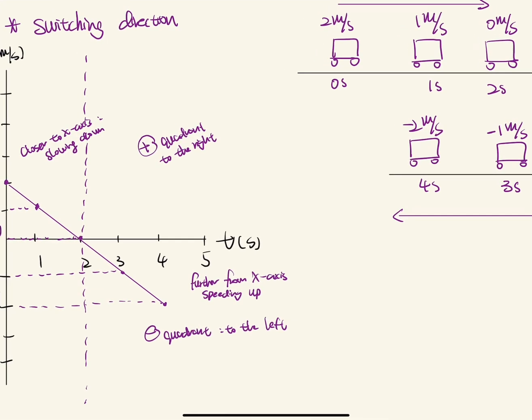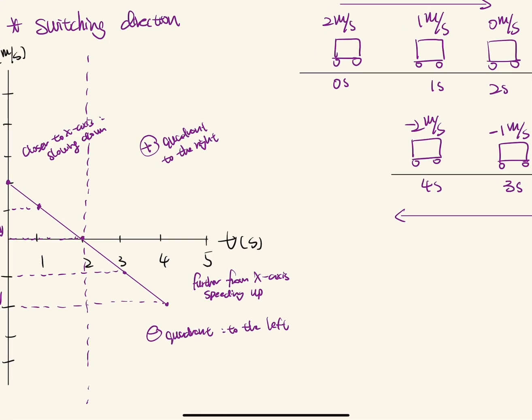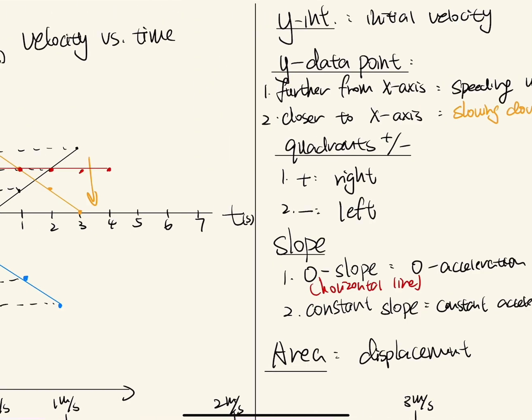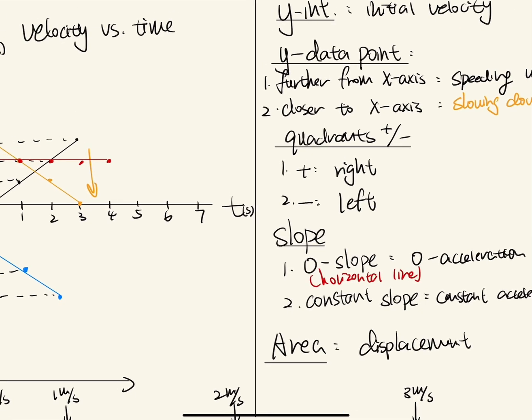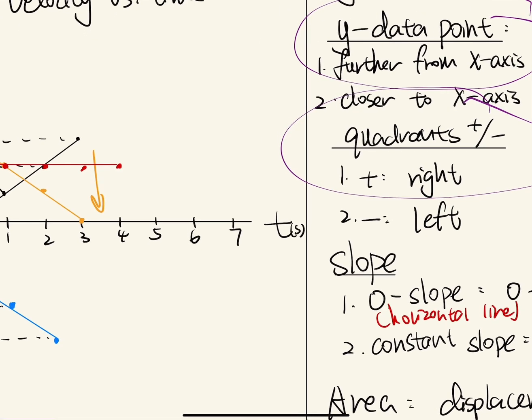Okay, hopefully from this example, you know how to use this knowledge when you see a VT graph. I would say the y data point and the quadrant are pretty important, and sometimes it could be confusing when you try to understand the VT graph intuitively. But just remember to look at the y data point and the quadrant.